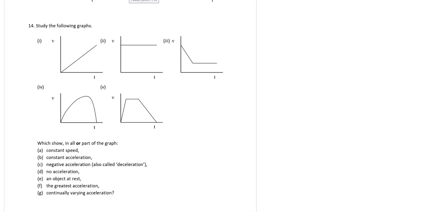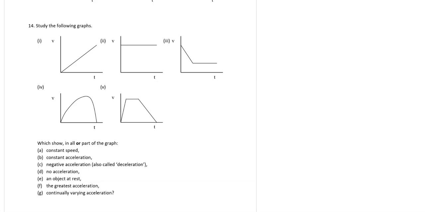Okay, so question 14, somebody had asked for a little bit of help with question 14. Now, study the following graphs. Now, let's have a look at the axes in the graphs. Each of them is a speed-time graph. So on the x-axis, we have time in seconds. On the y-axis, we have speed in meters per second.